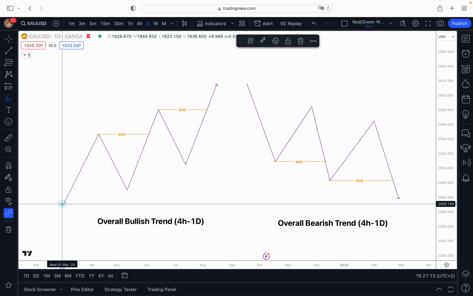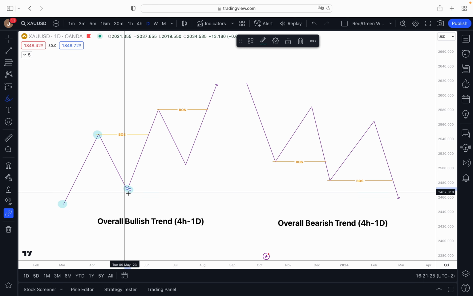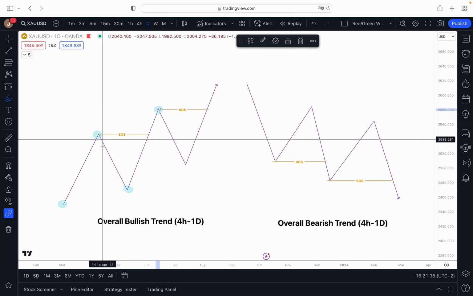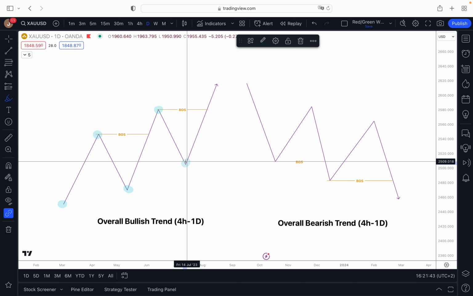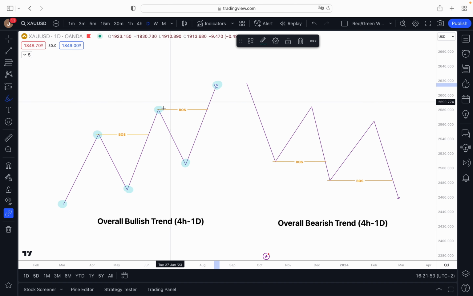We started with this low right here. We made a high. Then we had a higher low because this low right here is higher than this one. We have a higher high because this high is higher than the last one. We have a higher low because this low is higher than this low. And we have a higher high because this high is higher than this one.